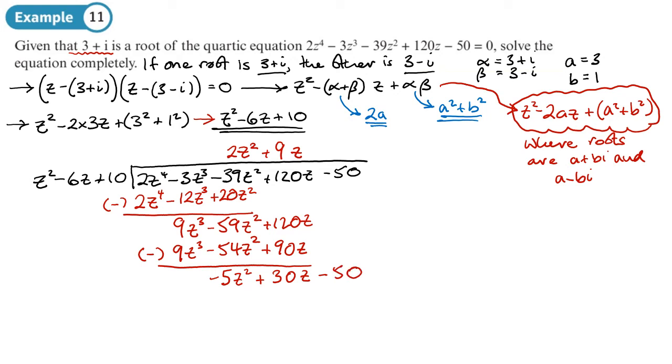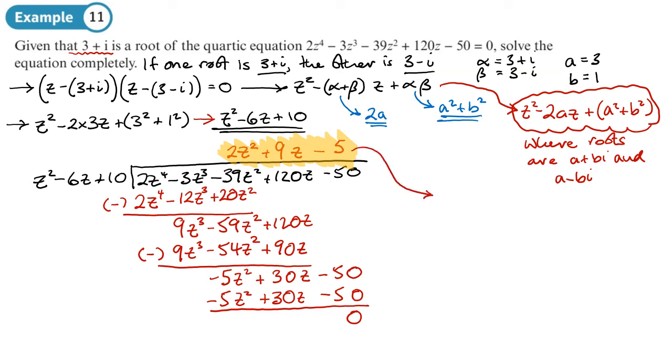Okay, how many times does z squared go into minus 5z squared? Well, minus 5 times. Multiply everything by minus 5: minus 5z squared plus 30z minus 50, which is what we wanted to happen. We don't want a remainder. So now we're going to find the roots of this. Now the roots could be real or complex. They come in a pair.